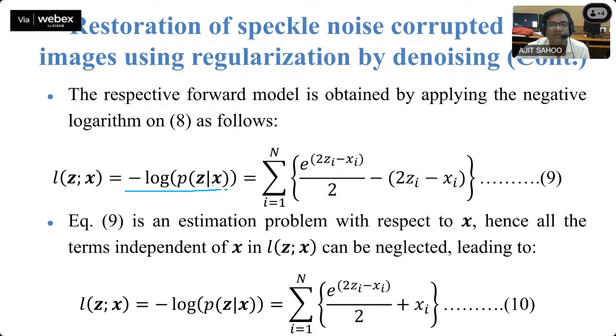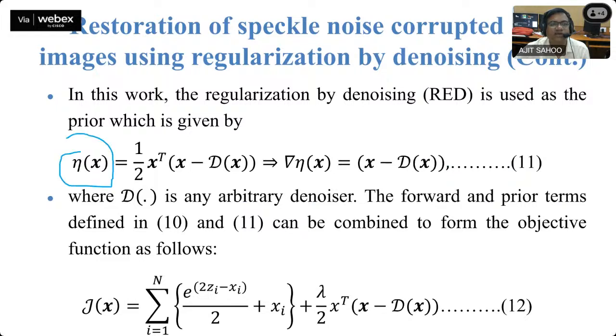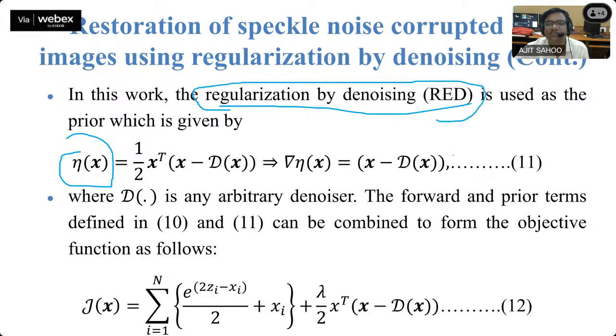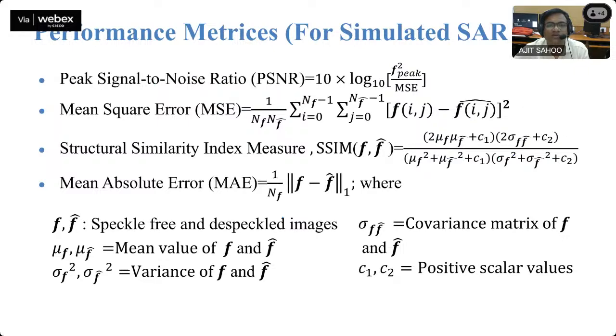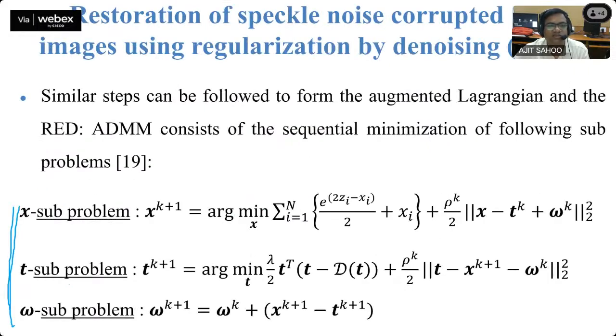Okay, so this is about the forward model. For the prior model, the prior is taken from the regularization by denoising, this is the regularizer. This is one of the interesting papers. You can just put regularization by denoising into Google and you will get a very interesting paper. We have taken this regularizer from there and put it here. Now you have the forward model as well as the regularizer, so you can form this ADMM equation. Three update equations you can find, because you have one regularizer and one forward model. Okay, so these are the update equations.